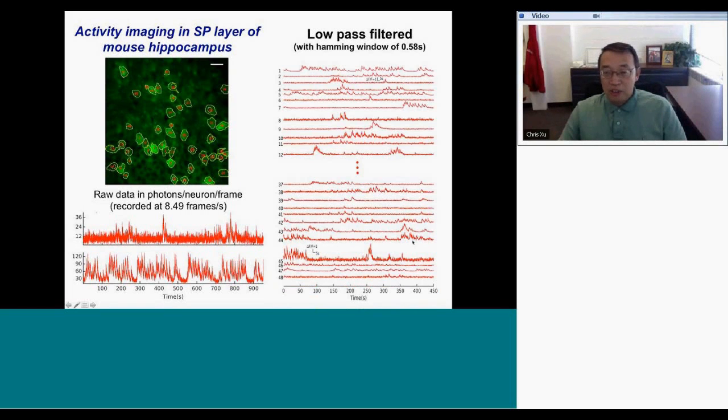And on the right panel, showing you the low-pass filter with about 0.6 second low-pass filtering to show you the activity traces recorded by those GCAP6.